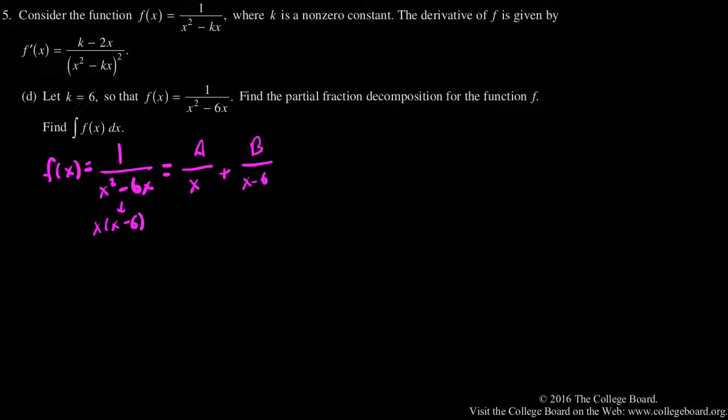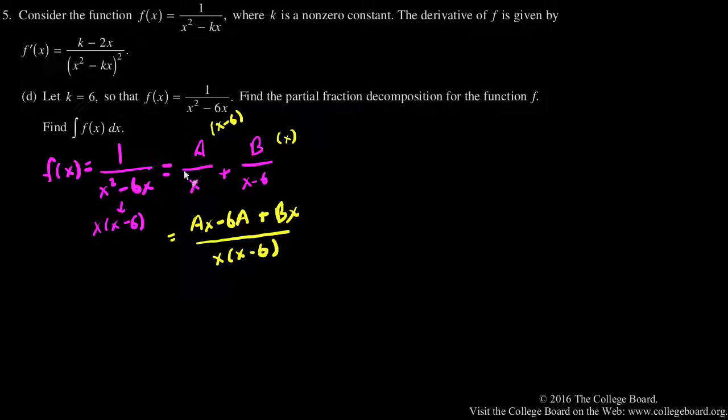And now I just go through some of the work you've seen way back when, getting a common denominator. So I'm going to multiply this first fraction by the missing factor in the denominator, which is x minus 6, and multiply the second fraction by the missing denominator, which is x, and I will get ax minus 6a plus bx all over x times x minus 6. Once they have a common denominator, then I can add them up.